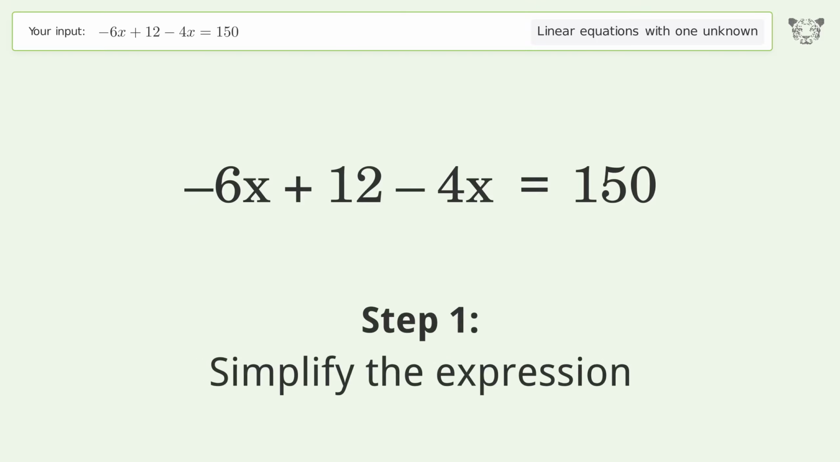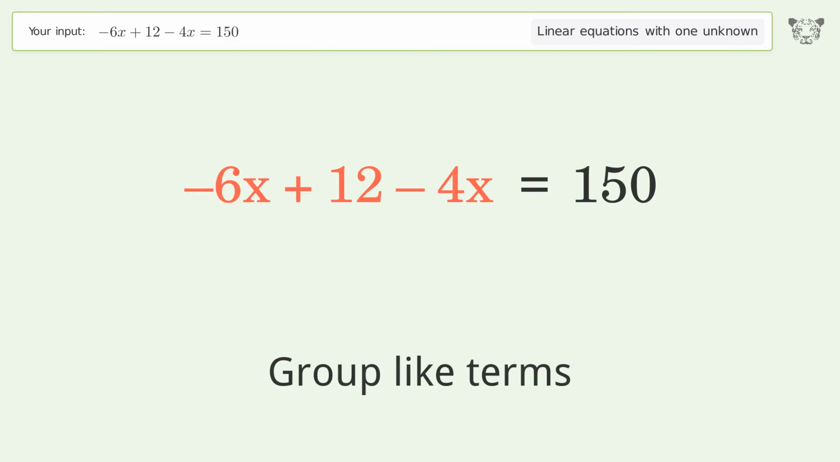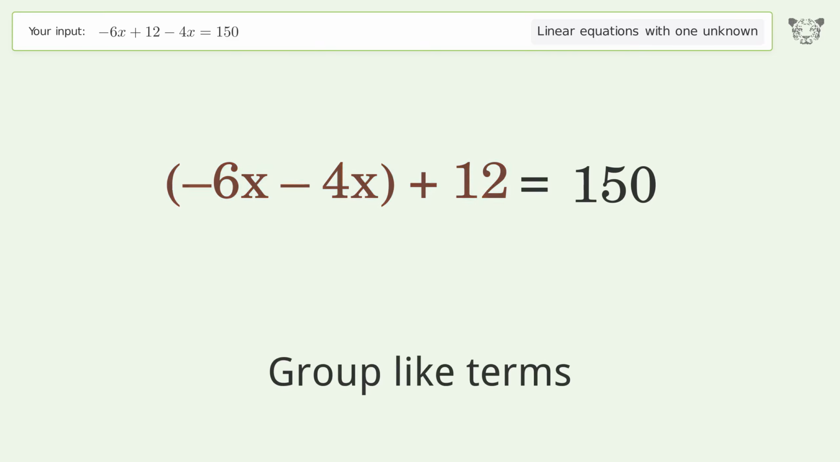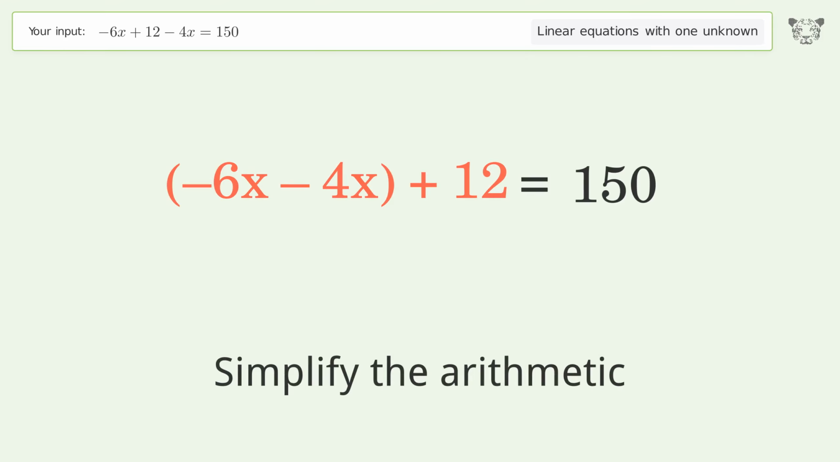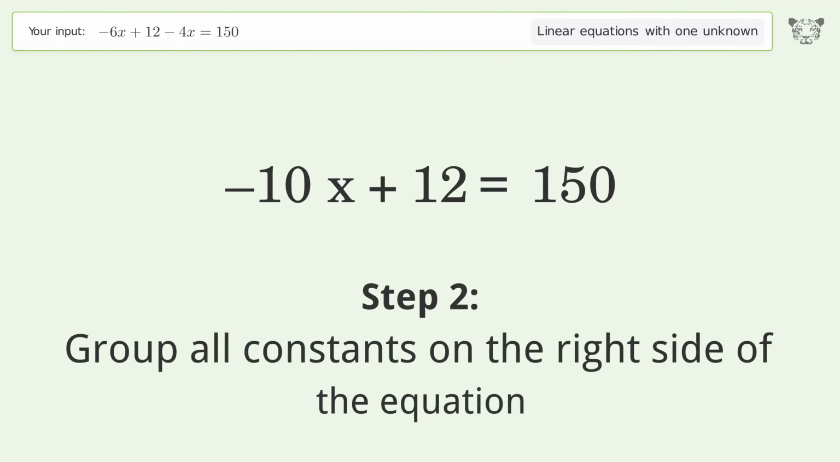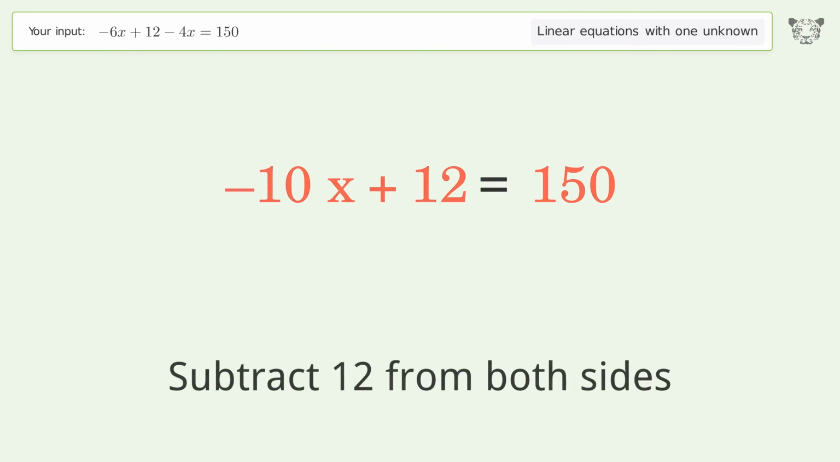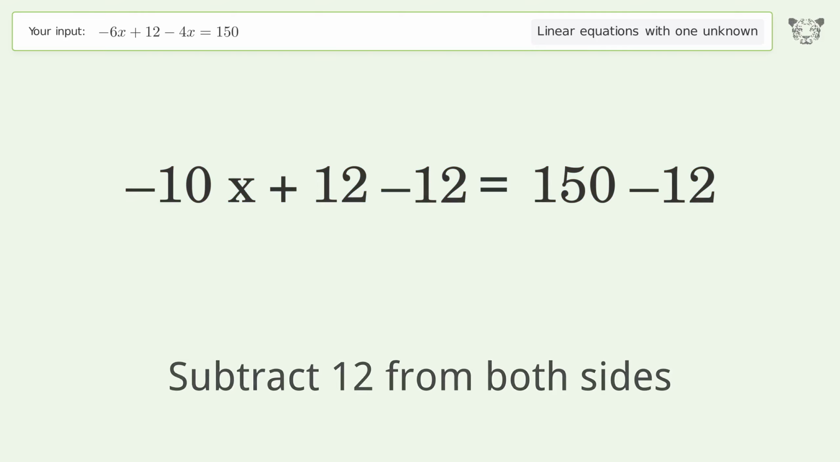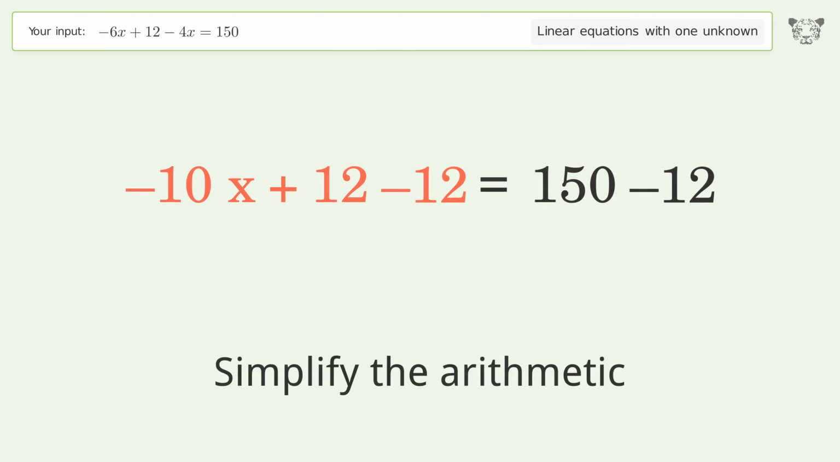Simplify the expression. Group like terms. Simplify the arithmetic. Group all constants on the right side of the equation. Subtract 12 from both sides. Simplify the arithmetic.